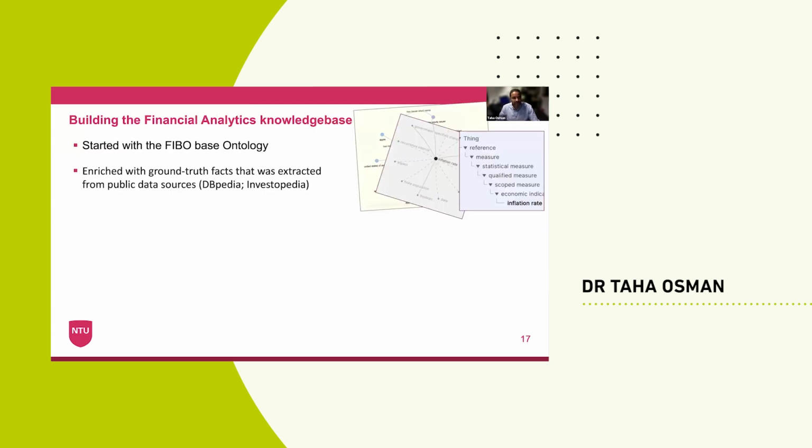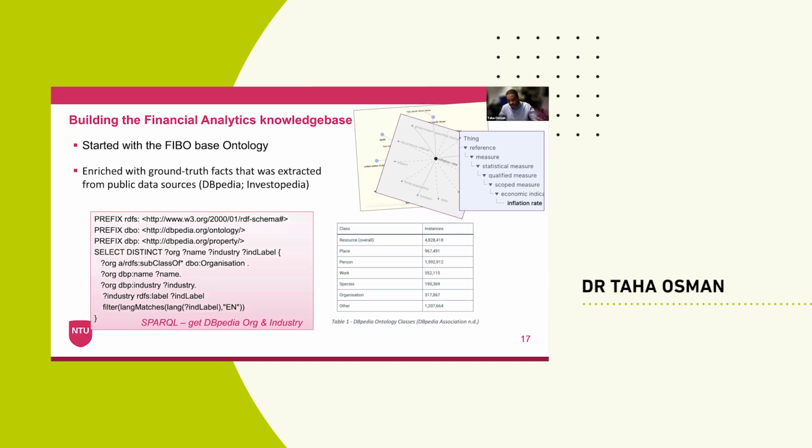So how do we build this knowledge graph in the first place? Similar to what we did with the sports domain, we start with the base financial ontology, and then we enrich this ontology with ground truth facts that were extracted from public data sources, such as Wikipedia and Investopedia. And because we are using this kind of formal structure, we are able to use high-level, sophisticated query languages in order to extract domain-relevant facts from these online data sets. For example, using SPARQL, we managed to extract the names of over 1 million people that are related to the financial domain, the names of over 500,000 organizations related to the financial domain, and so on.